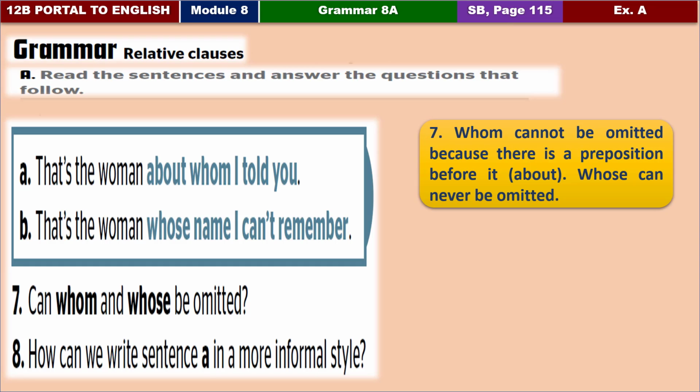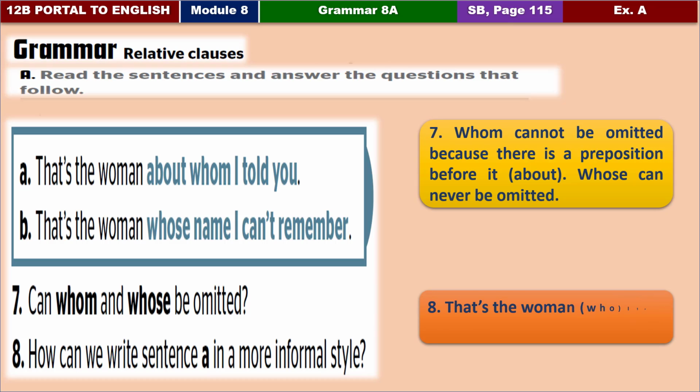Question 8. How can we write sentence A in a more informal style? Sentence A is: that's the woman about whom I told you. It could be more informal like this: that's a woman who I told you about. So using whom is more formal than using who.